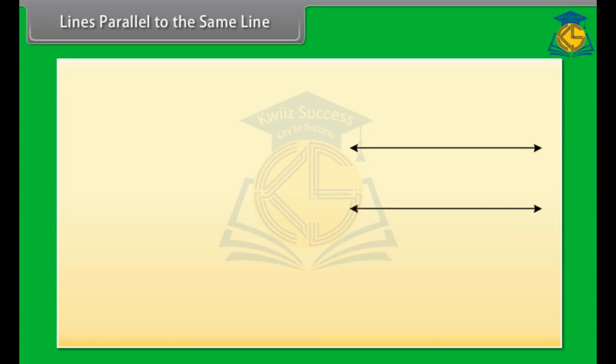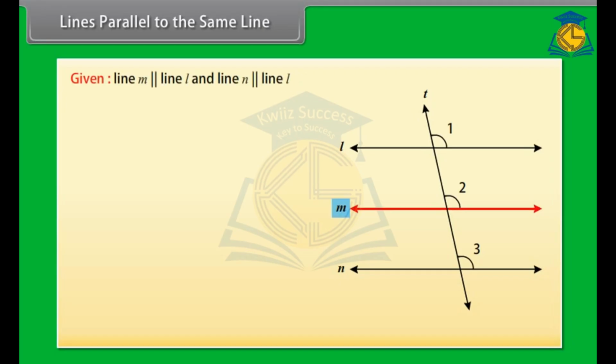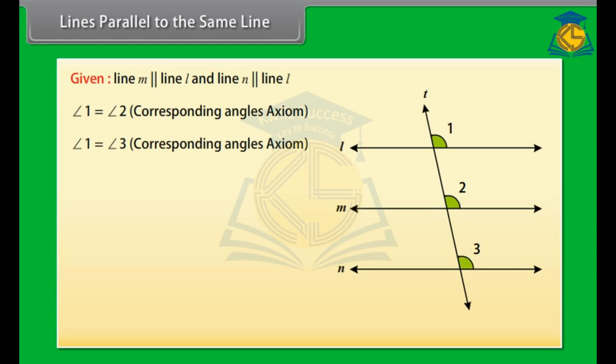Lines parallel to the same line. Let us now check that if two lines are parallel to the same line, then they will be parallel to each other. Look at this figure. Here line M is parallel to line L and line N is parallel to line L. Let us draw the line T transversal for this line L, M and N. It is given that line M is parallel to line L and line N is parallel to line L. Therefore, by using corresponding angles axiom, we can say that angle 1 is equal to angle 2 and angle 1 is equal to angle 3.